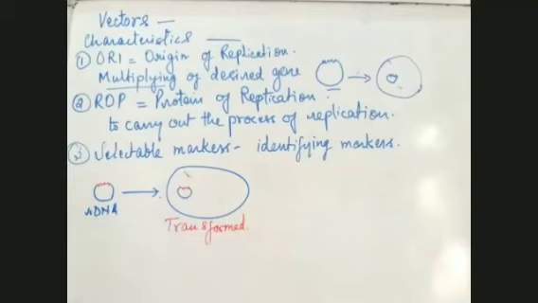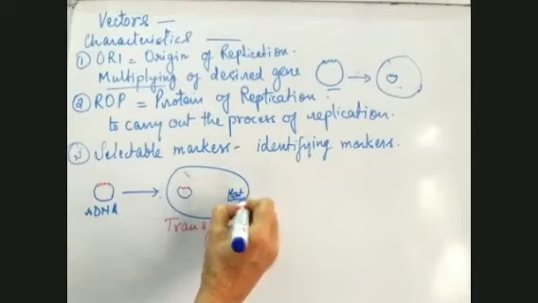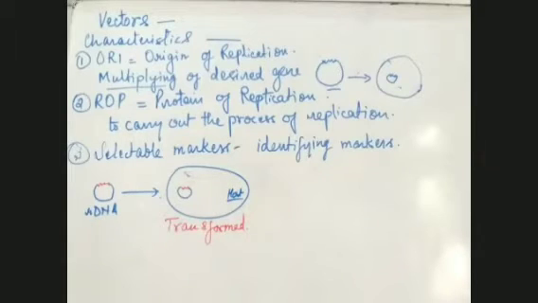Transformed, or transformant. Okay, so this is a transformed cell. Now how will we know whether this host has our desired gene or not? How will we come to know?